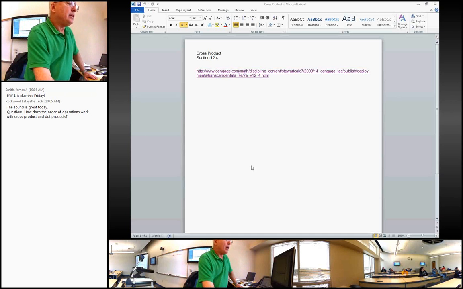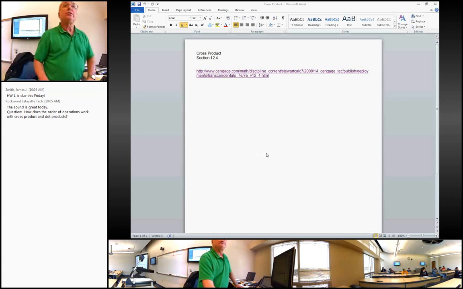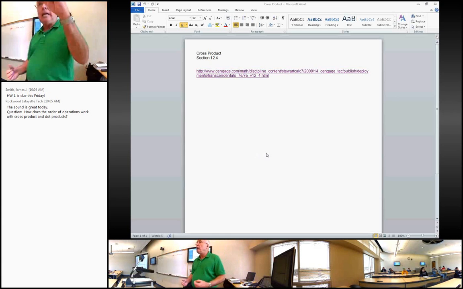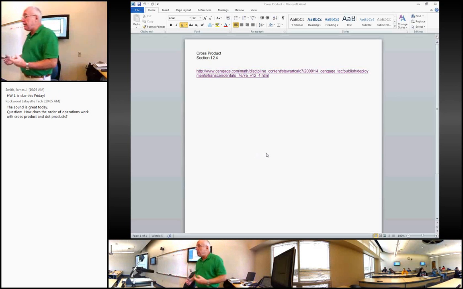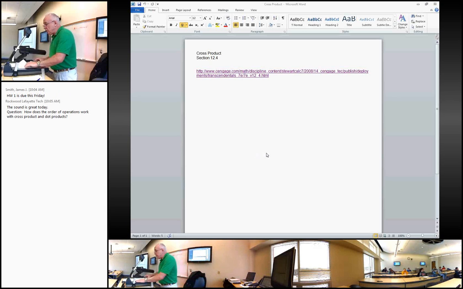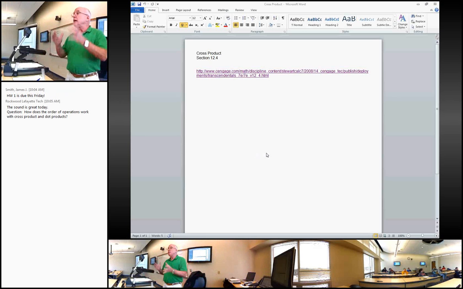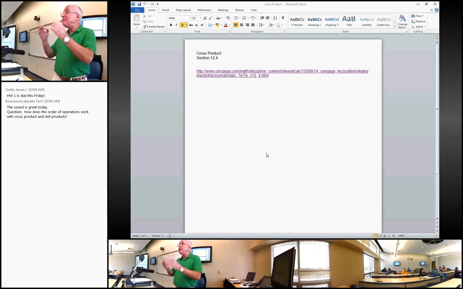Now, as we then have the green one start to get further and further away, first of all, notice that the length of the cross product starts to shrink quite a bit. Because remember, the length is the magnitude of A times the magnitude of B times the sine of the angle between them.